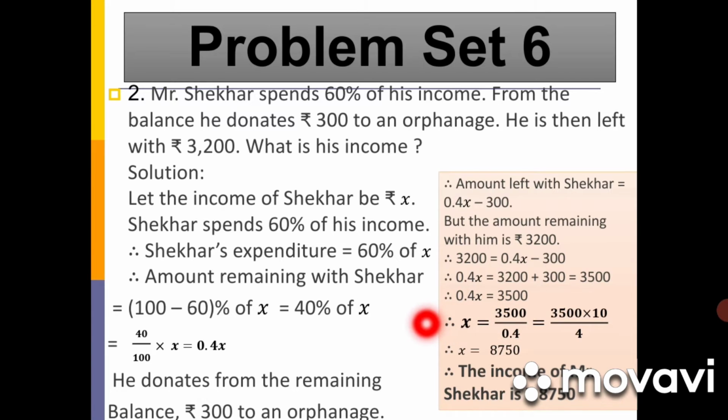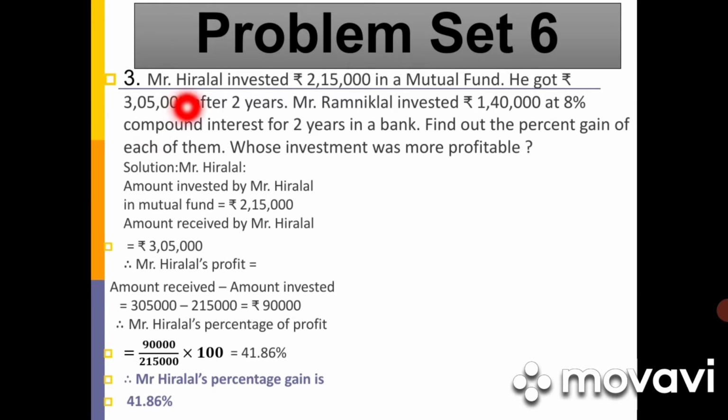Therefore, x is equal to 3,500 upon 0.4, and that is equal to 3,500 into 10 upon 4. Therefore, x is equal to 8750. Therefore, the income of Mr. Shekhar is rupees 8,750. Question 3. Mr. Hiralal invested rupees 2,15,000 in a mutual fund.